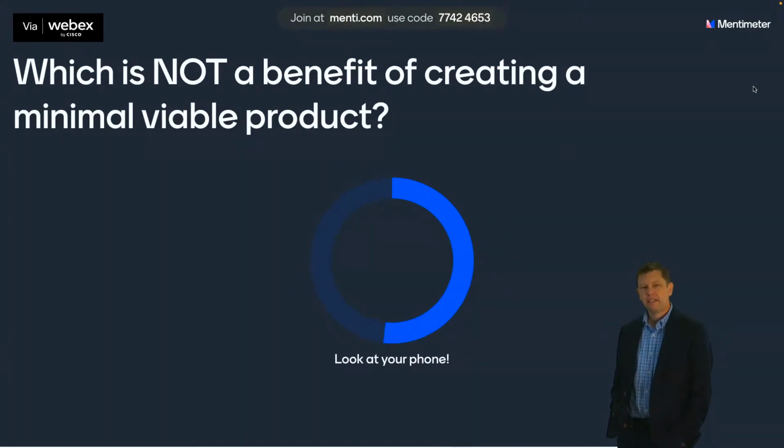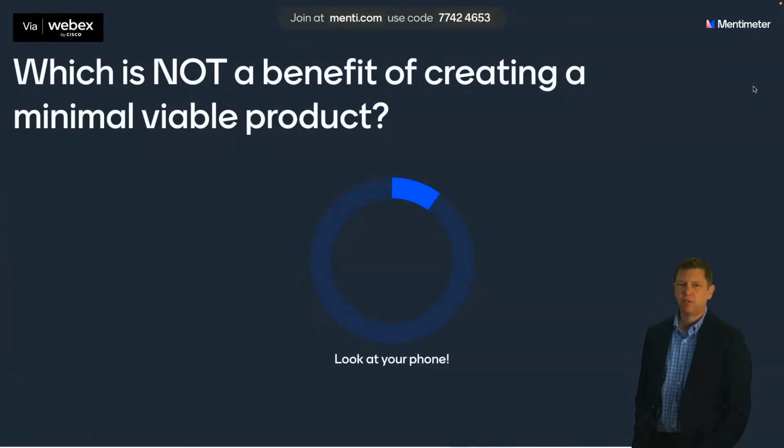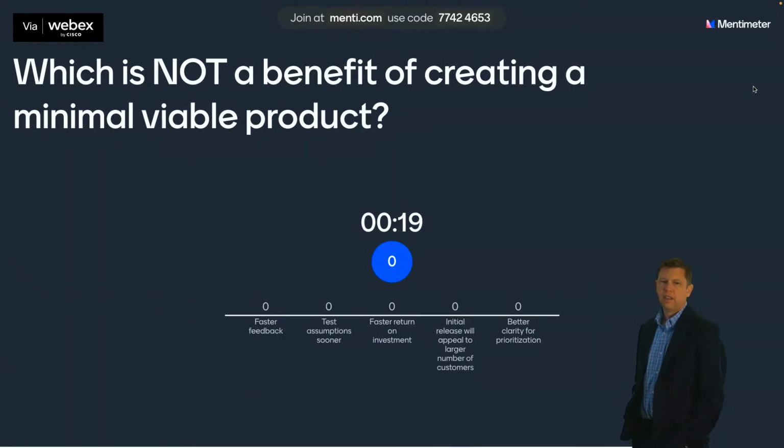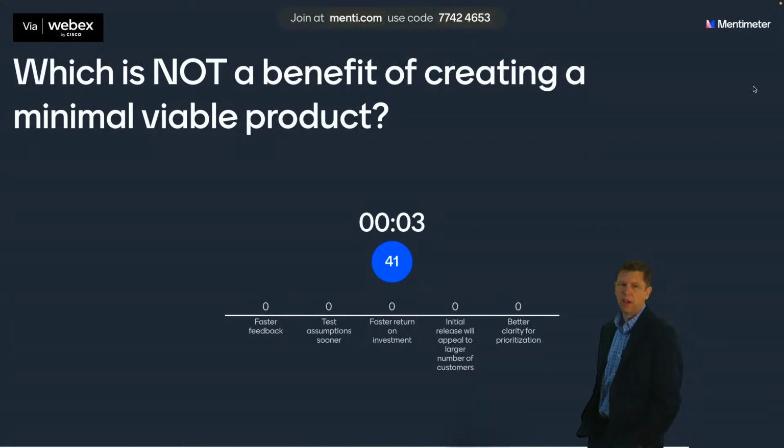Which is not, so this is a negative, not a benefit of creating a minimal viable product. Faster feedback, remember, which is not a benefit. Test assumptions sooner, faster return on investment. Initial release will appeal to a larger number of customers, or better clarity for prioritization. Which of these is not a benefit of creating a minimal viable product?